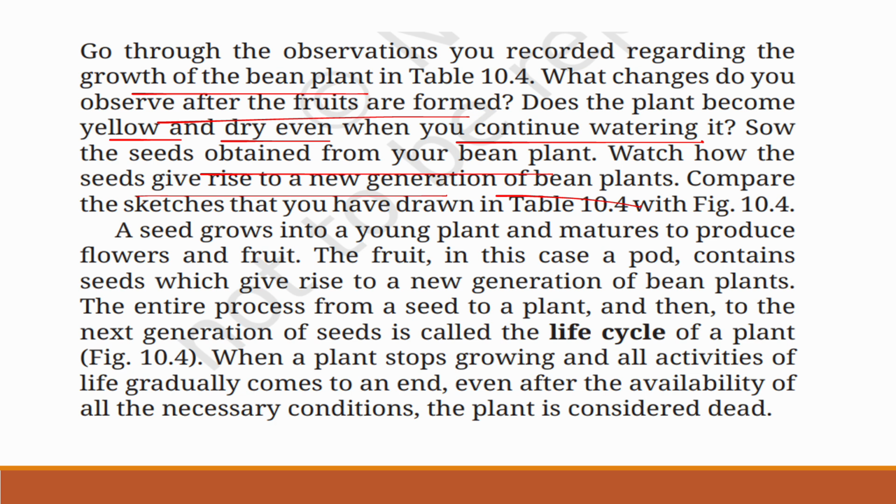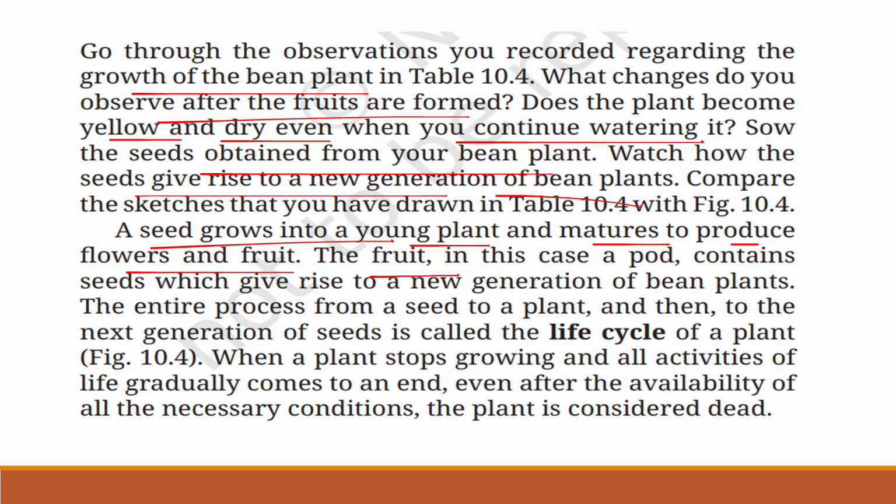So after the fruits are formed, do you observe any changes? Does the plant become yellow and dry even when you continue watering it and giving essential nutrients? Then you sow the seeds obtained from your bean plant. Then you can see how seeds give rise to a new generation of bean plants. A seed grows into a young plant and matures to produce flowers and fruits.